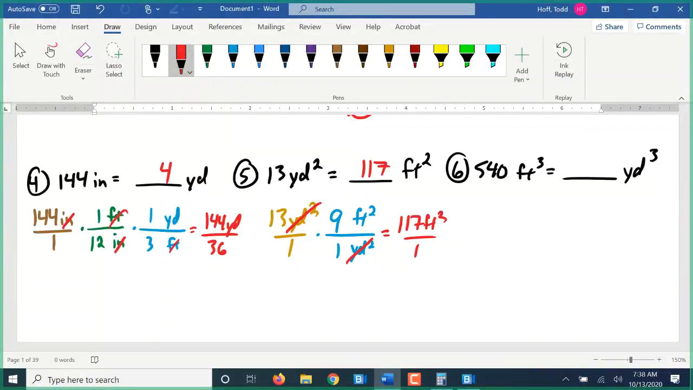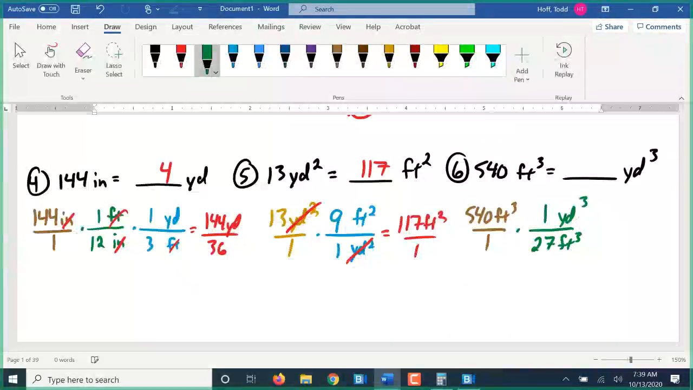And finally, 540 cubic feet going into cubic yards. We're going to put cubic feet on bottom so they cancel out. Cubic yards on top. 1 yard is 3 feet. 1 cubic yard is 3 cubed, or 27 cubic feet. Cubic feet cancel out. 540 times 1 cubic yard. 1 times 27 is 27. 540 divided by 27 is 20.